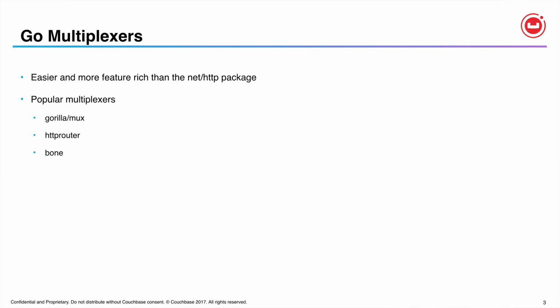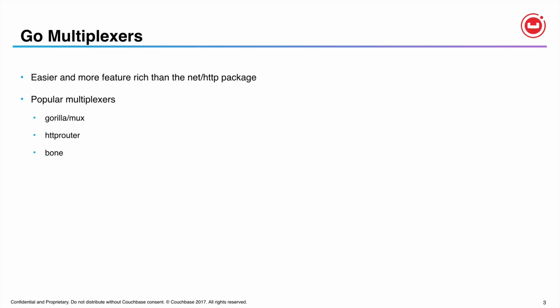When it comes to developing a web application, you can use the standard HTTP package that comes with Go, or you can use a more feature-rich multiplexer. Some of the popular multiplexers that exist are Gorilla Mux, HTTP router, Bone. There's a few others, and I can't make the judgment call on which is best. It's basically whatever meets your needs the best. The benefit of using a multiplexer is you'll have easier access to route parameters, query parameters, and manipulating bodies of requests.